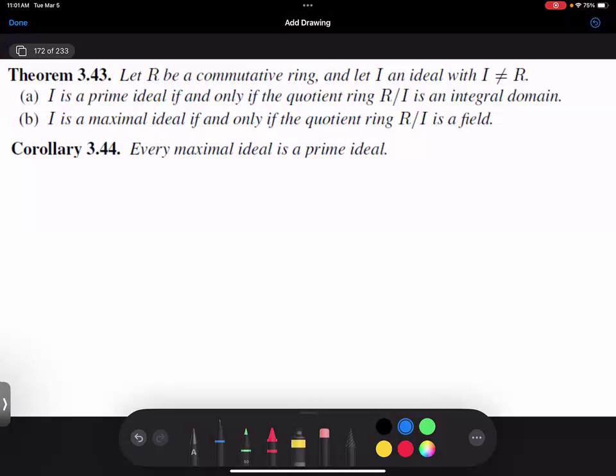Yes, it means there are no zero divisors. So if I look at a clock, 3 is not 0, 4 is not 0, but 3 times 4 is 0. If I have a clock with a prime number of hours, then it will be an integral domain. And then I is a maximal ideal if and only if the quotient ring is a field. Well, now you can probably see why they don't want to take I to be R. If you take the integers and you mod out by 1, so 2 integers are equivalent if they differ by 1.